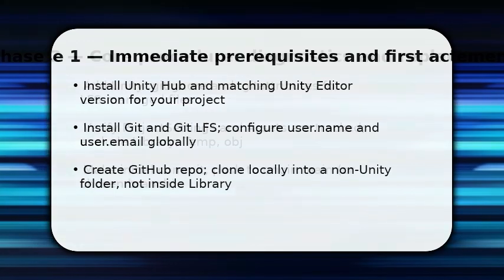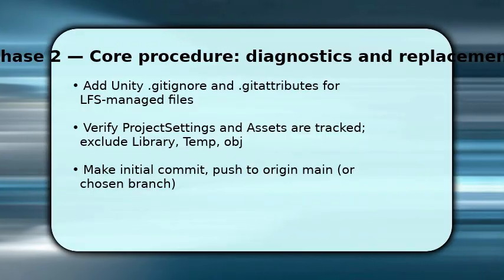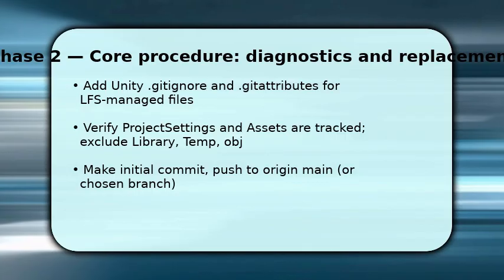Now you configure the repo for Unity specifics. Add a Unity optimized Git ignore and a Git attributes file that lists scenes, prefabs, and binary assets for Git LFS. Then run git add on project settings and assets, but ensure library, temp, and obj are excluded.